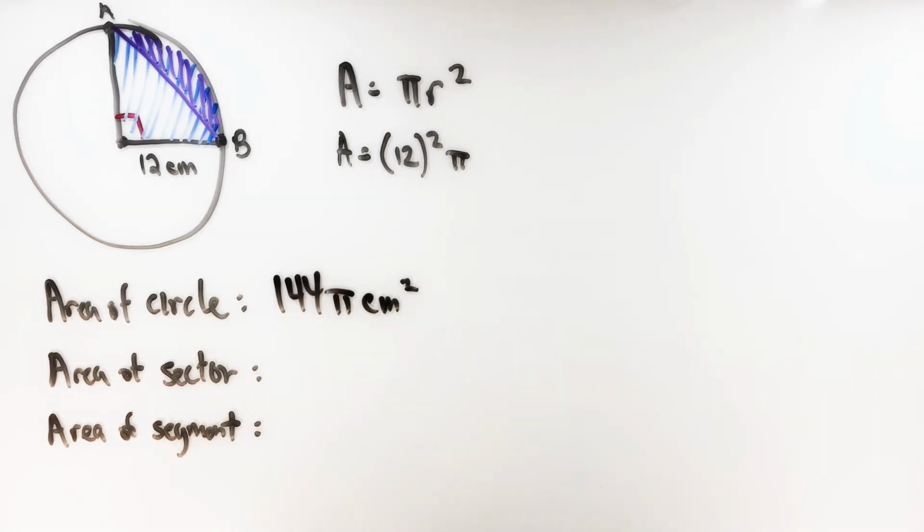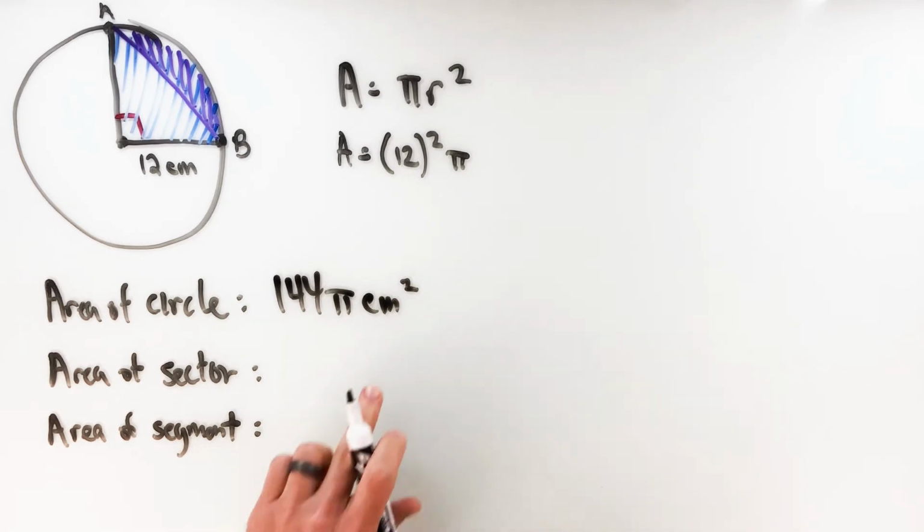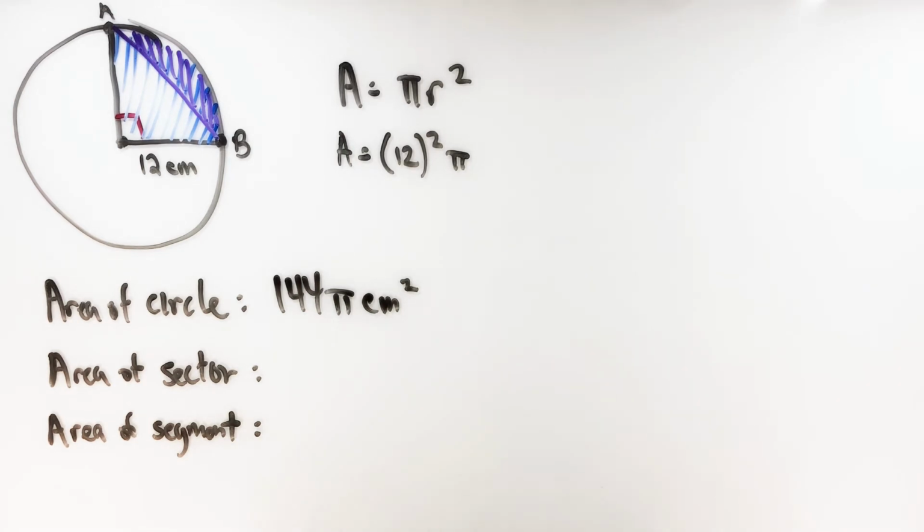As always, depending on what the question is asking you, or how they're asking you to write your answer, if it's rounding or if it's to leave it in terms of pi, I'm just going to leave this one in terms of pi. 144 pi, I could go ahead and multiply 144 by 3.14. I'm not going to do that right now. So that's the area of the circle, 144 pi centimeters squared.